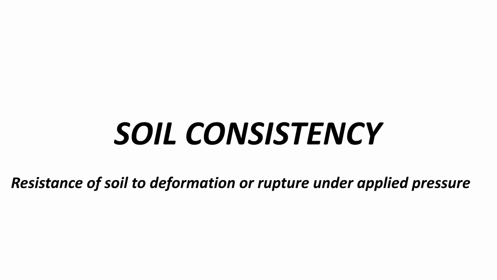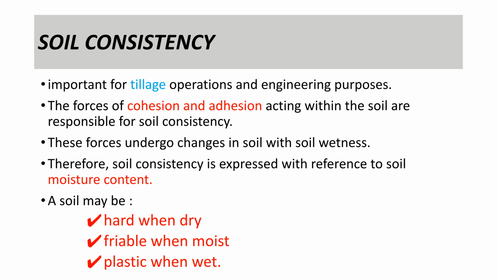Soil consistency refers to the resistance of soil to deformation or rupture under applied pressure. Soil consistency is vital for tillage and engineering. It is determined by the forces of cohesion and adhesion, which change with soil moisture. For example, soil can be hard when dry, friable when moist, and plastic when wet.